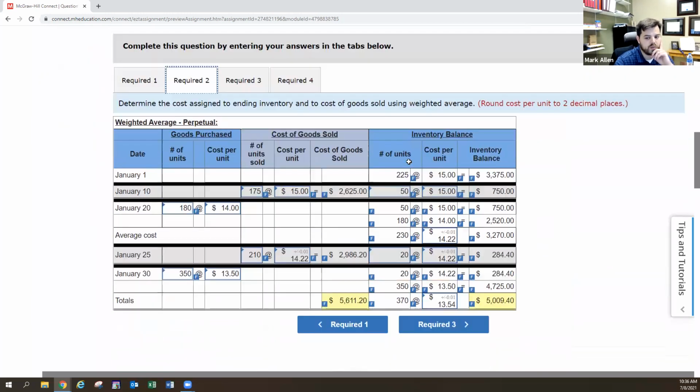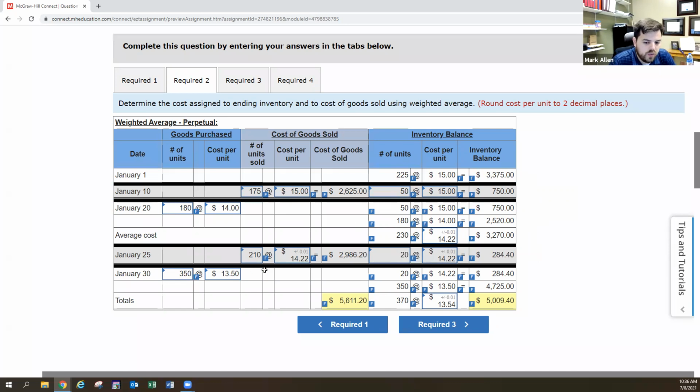Second piece, weighted average perpetual. So 225 at 15 was our beginning inventory. I then had a sale. At that point, my average was 15. So 50 times 15 is 750. Then we purchased some stuff, 180 at 14. That means now my inventory layers, 50 at 15, 180 at 14, gives me 230 at a total cost of 3270. Dividing those two out gives me 1422.